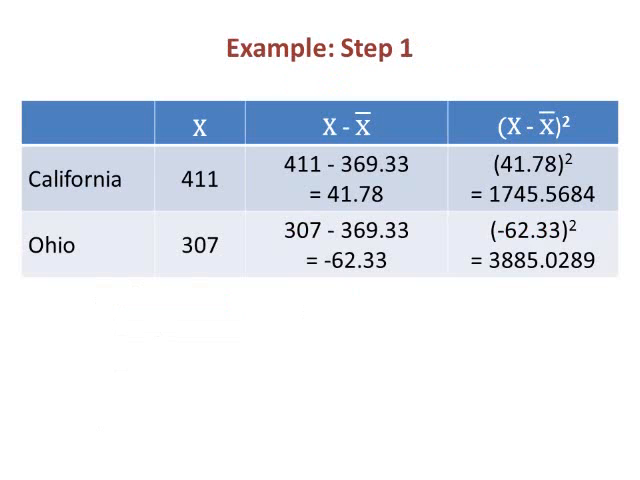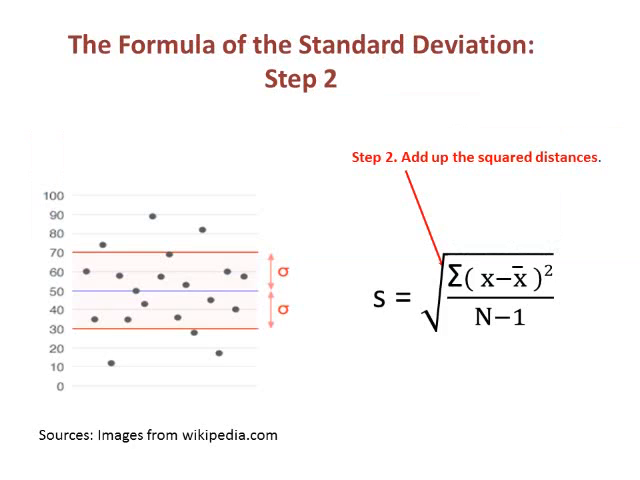Here I do this calculation on the violent crime rates for two states, California and Ohio. The x column is the violent crime rate for each state. The x minus x bar column is the distance between the point and the mean. The number is positive if the state's value is greater than the mean, and negative if the state's number is less than the mean. In the final column, we square the distances, which turns each number positive. Then we add up the squared distances. Notice the Greek letter sigma, which indicates sum.